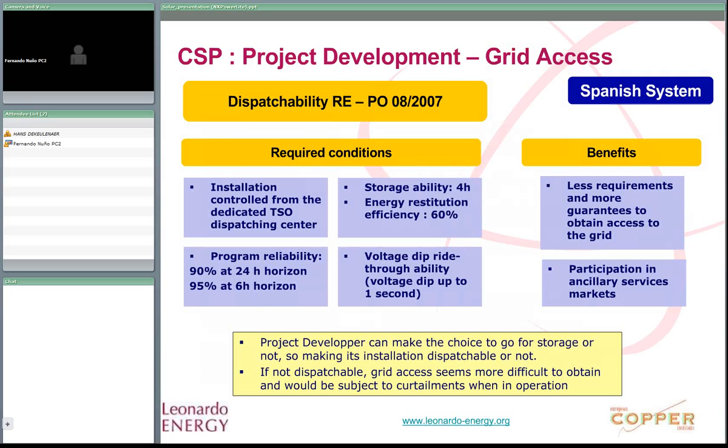Then the project developer gets some benefits when the power plant is declared as dispatchable. There are fewer requirements and more warranties to obtain grid access. He can also participate in the ancillary services market, getting a supplementary remuneration. So the project developer can choose to go for storage or not, making the installation dispatchable or not. But if not dispatchable, grid access seems much more difficult to obtain.